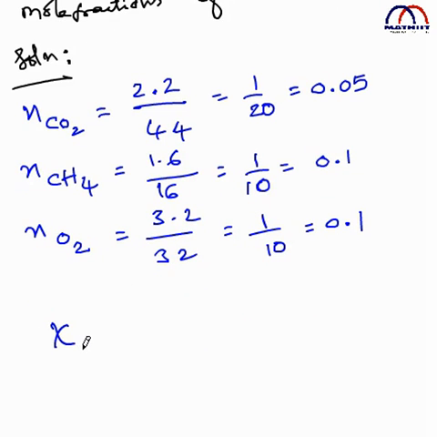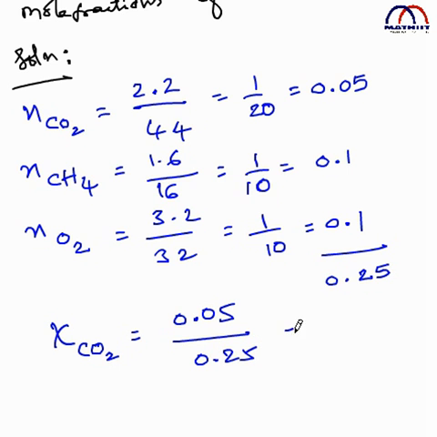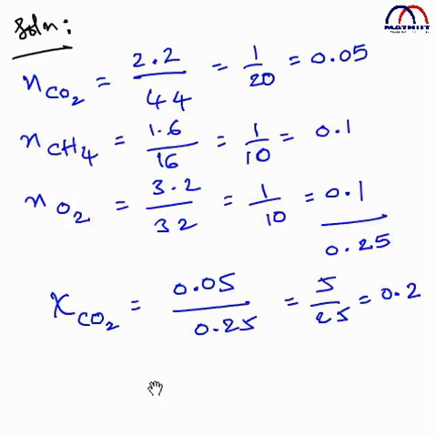Now if you find out the mole fraction of carbon dioxide, it is equal to 0.05 by total number of moles. What is the total number of moles here? The total we are getting is 0.25. This is equal to how much? That is 5 by 25. 5 by 25 is nothing but 1 by 5. 1 by 5 is nothing but 0.2. This is the mole fraction of carbon dioxide.